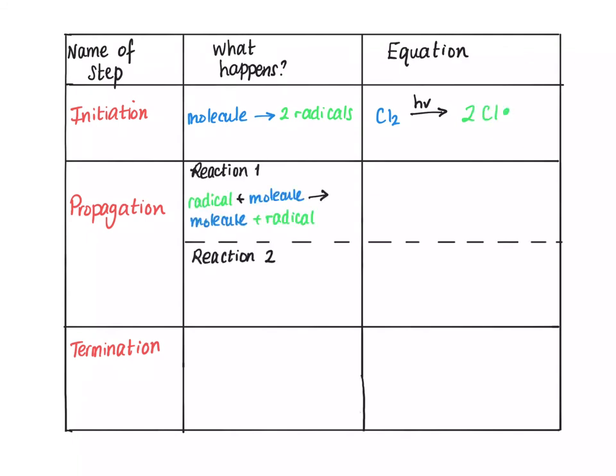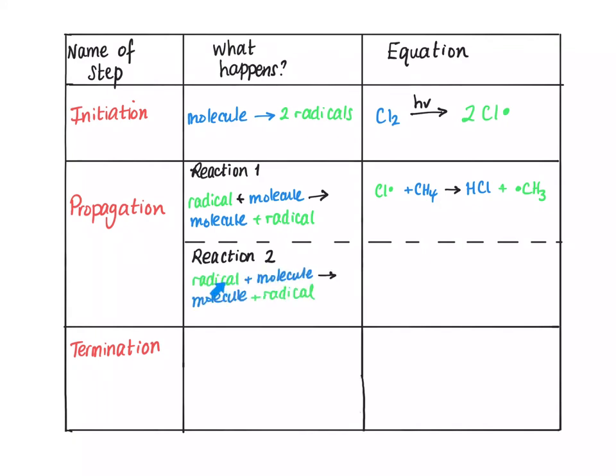Now there are two propagation reactions, but in all propagation reactions, a radical plus a molecule goes to a molecule plus a radical. So in the first propagation reaction, the chlorine radical, which we made up here, reacts with a molecule of methane, CH4. It removes one of the hydrogens from the methane to make HCl, and the thing that's left, CH3, is a radical. So this hydrogen came from the CH4 and it leaves us with a CH3 dot radical.